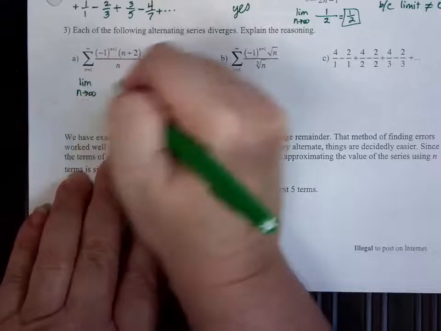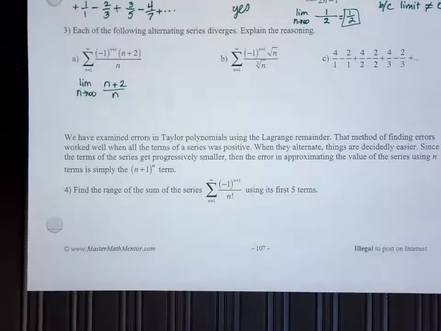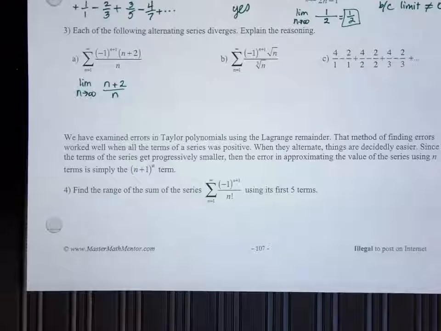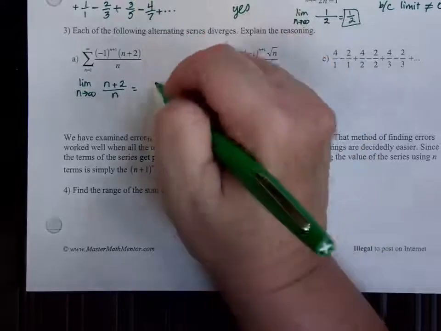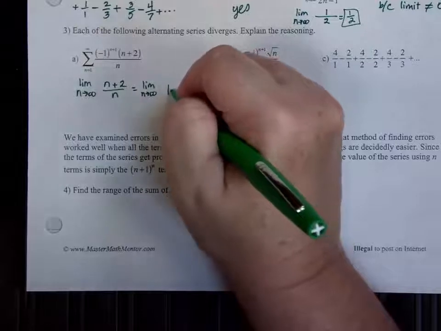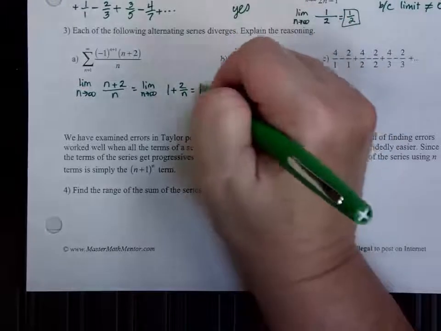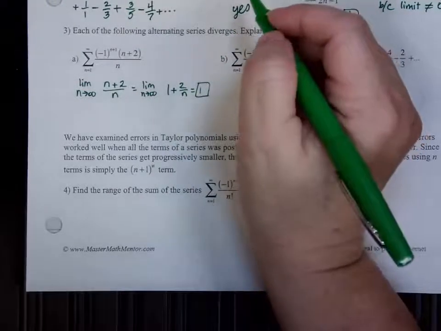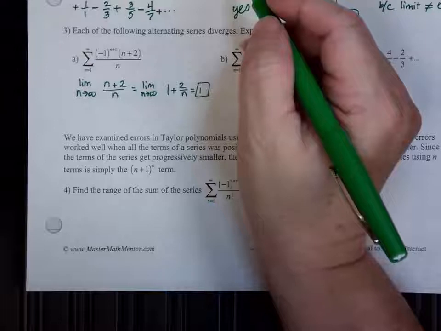The limit as n approaches infinity of n plus 2 over n. Remember that when you do the limit, you ignore the -1. You ignore it because all it is is a sign changer. And we're doing the limit of the terms themselves without the signs. Okay? So, can I break this into two separate fractions? Yes. So it would be the limit as n approaches infinity of what? 1 plus 2 over n, and that limit would be 1. So is that enough right there to cause it to diverge? No. Yes, because the limit has to be what?